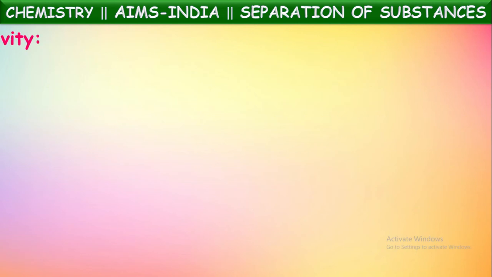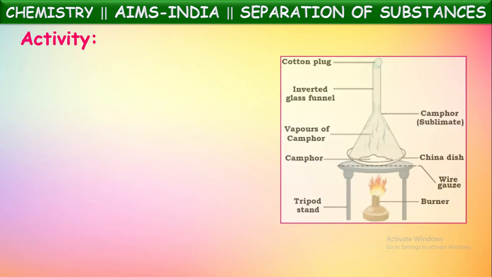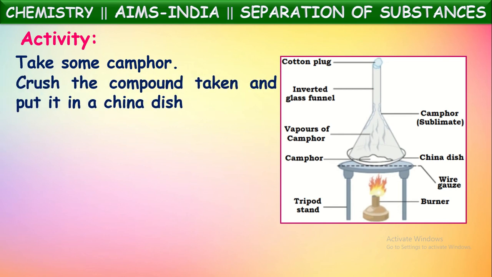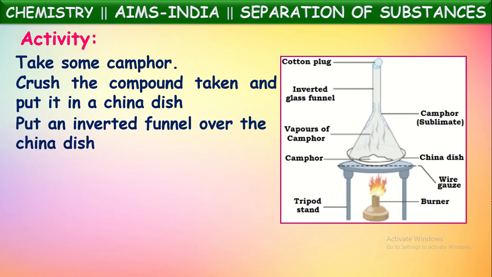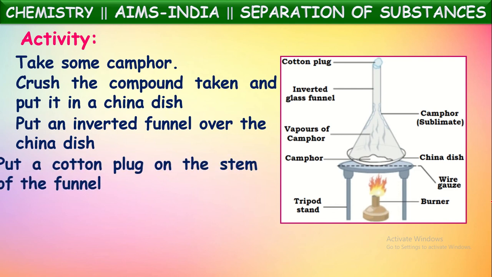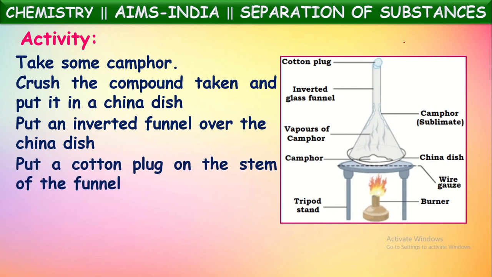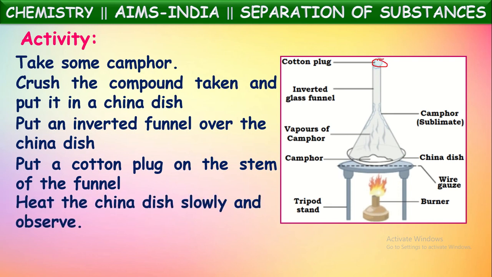Okay, so let us see here an activity to show this sublimation process. If you take some camphor, keep it on a china dish, invert a funnel over this china dish, and close the stem of the funnel with a cotton plug, and then heat this china dish on a Bunsen burner, what happens? The camphor powder taken in the china dish slowly converts into gaseous form. No liquid will be formed here.